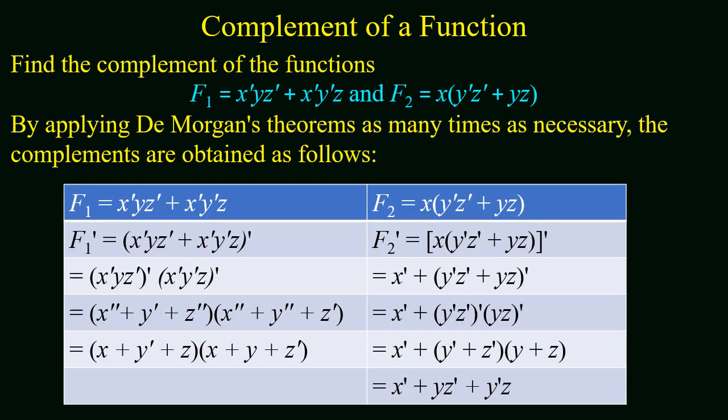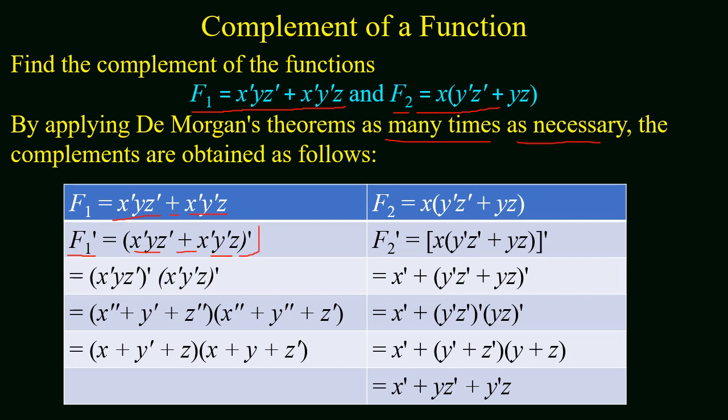Now in the given example, you have to find the complement of Boolean functions f1 and f2. For this we have to apply De Morgan's law as many times as necessary. The function f1 equals x prime dot y dot z prime plus x prime dot y prime dot z and is a sum of two terms. Now its complement f1 prime will be equal to (x prime dot y dot z prime plus x prime dot y prime dot z) whole prime.